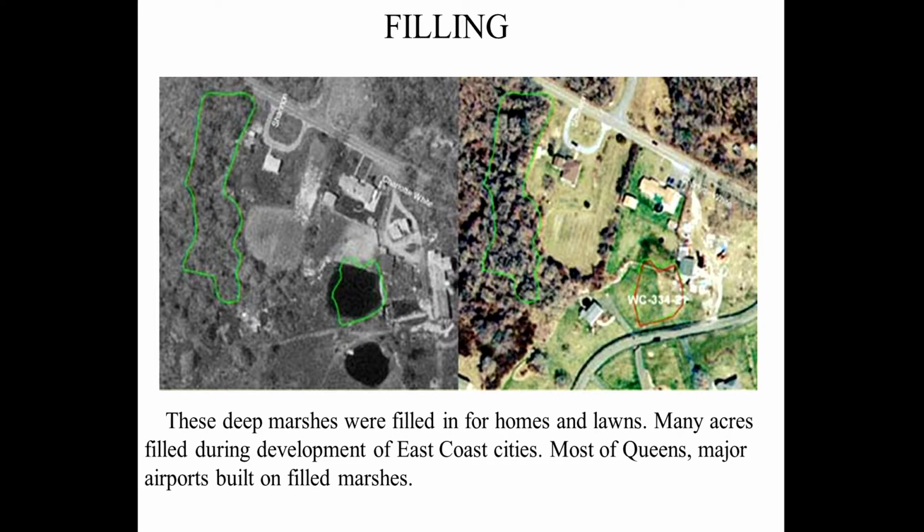And so here's just a look at marsh areas. This is at one time, and this is at some later date, all former marshes filled in for development. And large chunks of New York were built on filled marshes. Most of Queens, 3 airports in the metropolitan region were built on filled salt marshes.